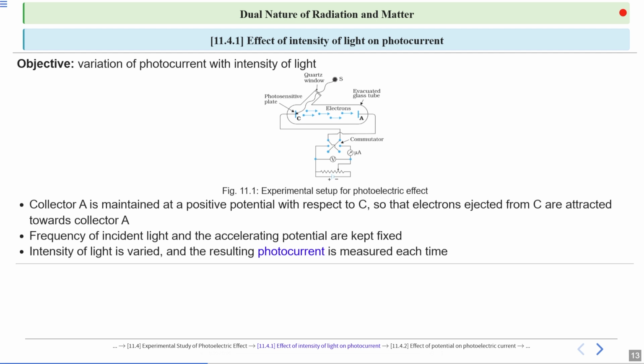Now, we vary the intensity of light, which means we change how bright the light is while keeping frequency and voltage fixed. So each time we adjust the intensity, we measure the resulting photocurrent. This experiment helps us see the direct relationship between the light intensity and the number of electrons ejected, showing that the higher intensity leads to a higher photocurrent as more photons hit the surface and release more electrons.